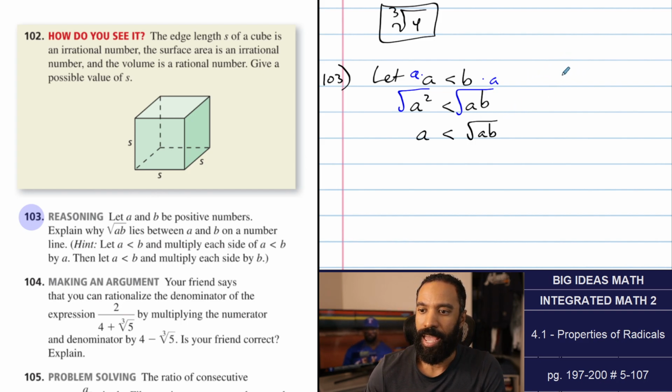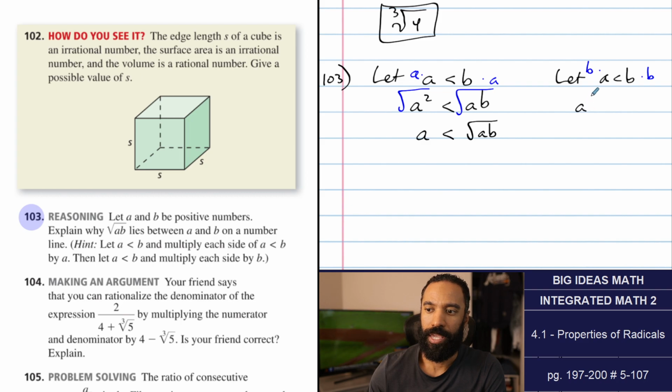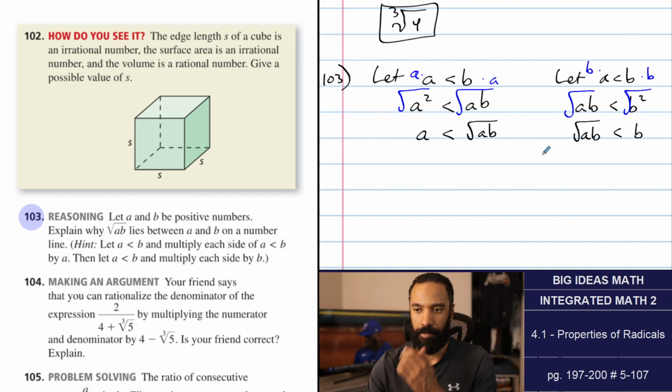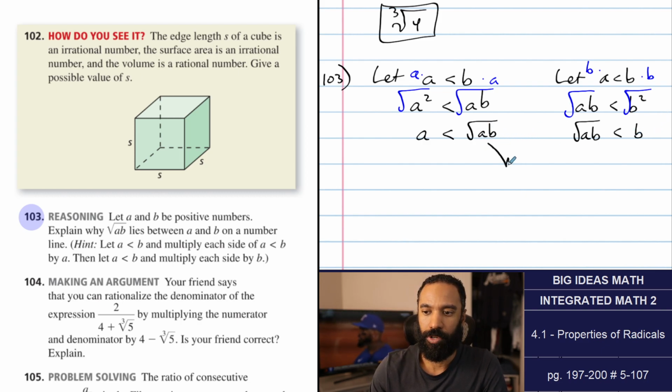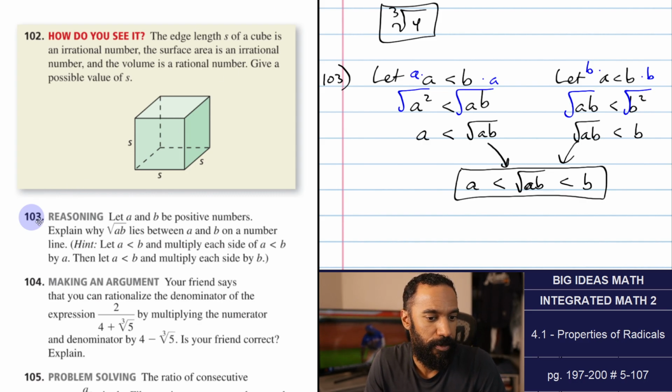Now, when we let A be less than B, let's multiply. Actually, I would have thought of this over time. Multiply both sides by B, we get AB being less than B squared. If we take the square root of both sides, with these being positive, we're going to say the square root of AB is less than B. Therefore, with these things together, we can conclude that the square root of AB is between A and B. Okay, cool. That's it. It lies between them.